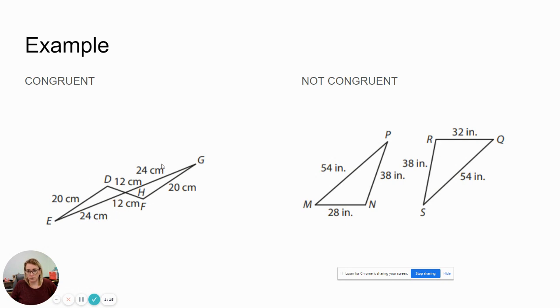Okay, so here's an example of one that works. We got a 24 and a 24, a 20 and a 20, a 12 and a 12. Therefore, they are congruent. This one right here is super close because we have a 38, a 38, a 54, and a 54, but our last side is not the same. So on this one, you're going to have to make sure you specifically look at all three sides, okay? Don't just look at two and think that that's good. You need to make sure all three sides match up.